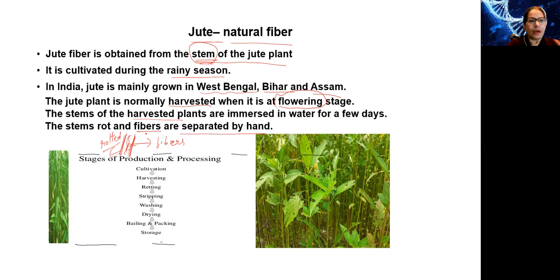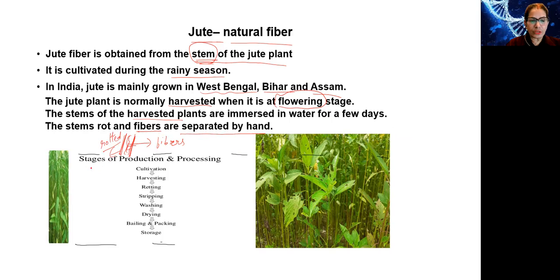Rotted, and you can say वो पूरा जो है वो गल जाता है. गलने के बाद उसको निकाल देते हैं एंड अंदर जो रस्सी जैसा फाइबर जो होता है उसको निकालते हैं. So the fibers are separated using hand.